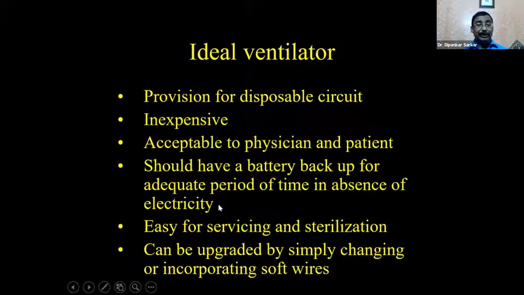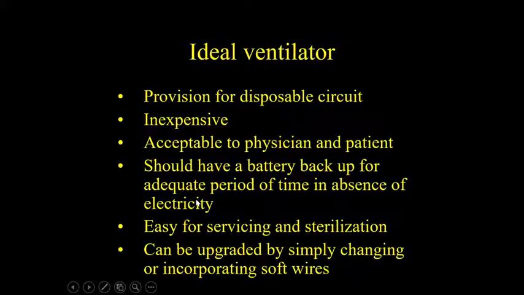That is very important, because sometimes they may probably not be in a state of the art institute, but in a lesser institute, you may have a risk of developing power cuts. So you should have a battery backup, so the power cut does not become a life cut to the patient.